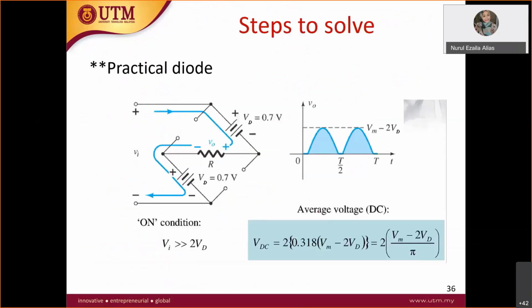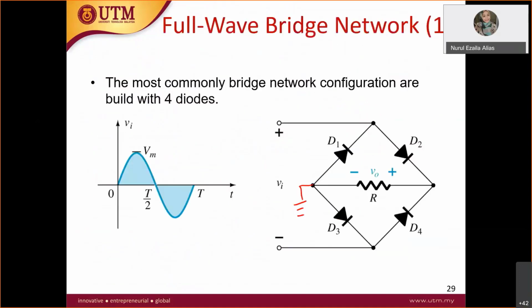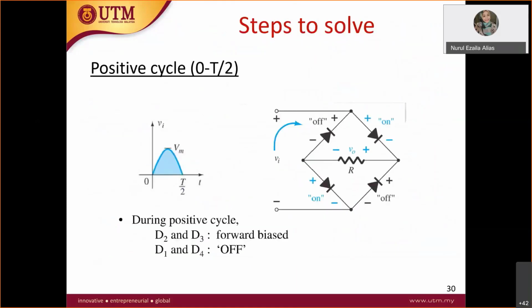Let me recall back in the previous slide, the previous lecture. This is how it looks for the negative cycle. So negative, plus, and then you have this. Why this D3 and D4? Because of the notation of the diode. Don't get confused with that. All right, let's draw the equivalent circuit.